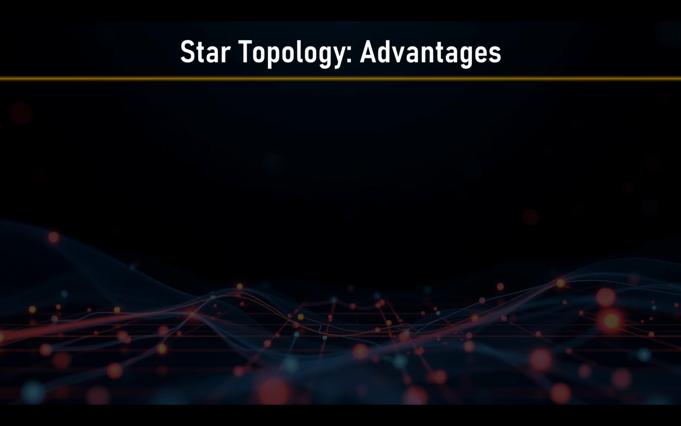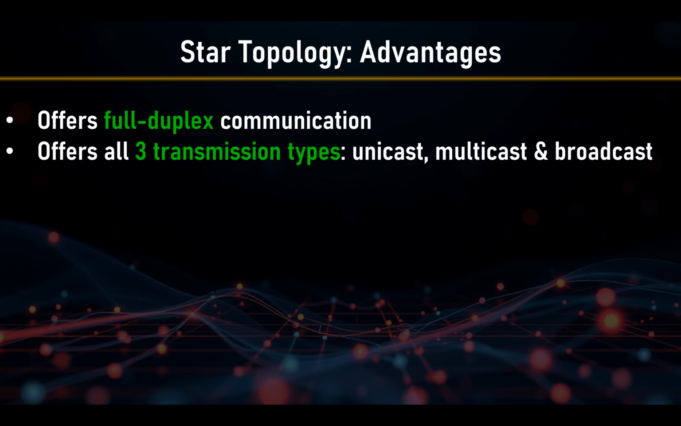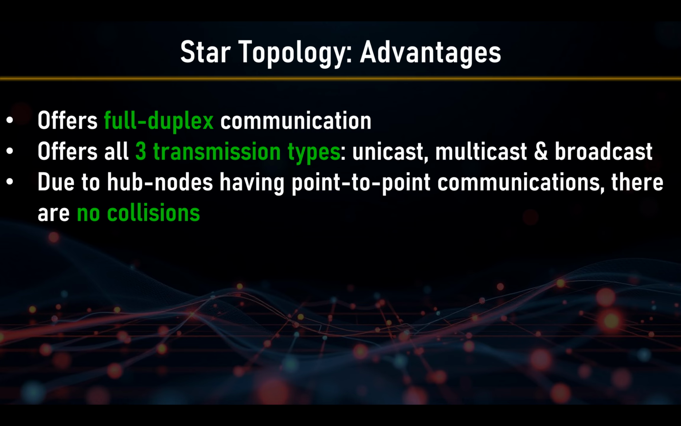So again, let's think of some of the advantages. Again, it's going to offer full duplex communication, and three transmission types: Unicast, Multicast, Broadcast. Due to the hub nodes having point-to-point communications, there's going to be no collisions, so unlike the bus network.